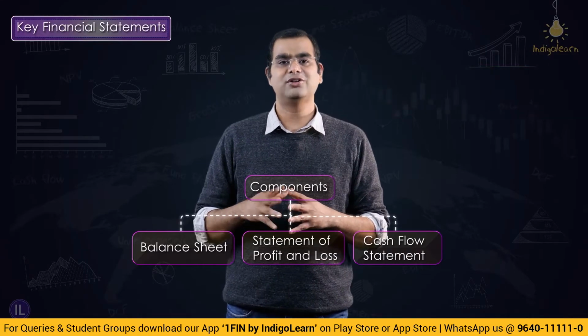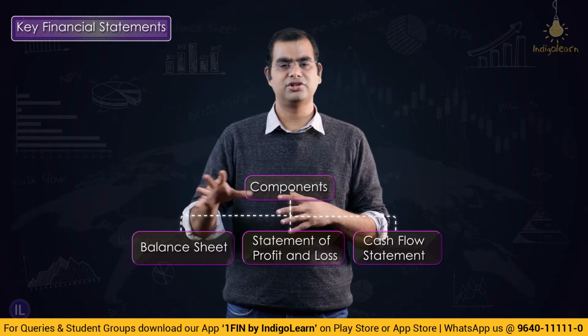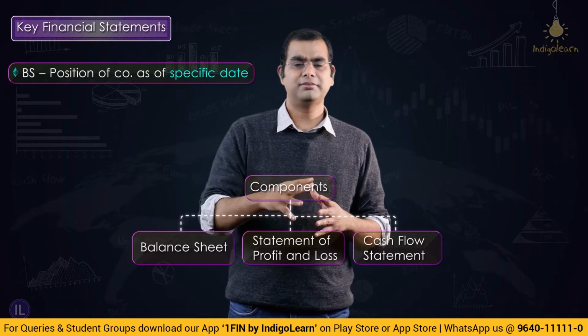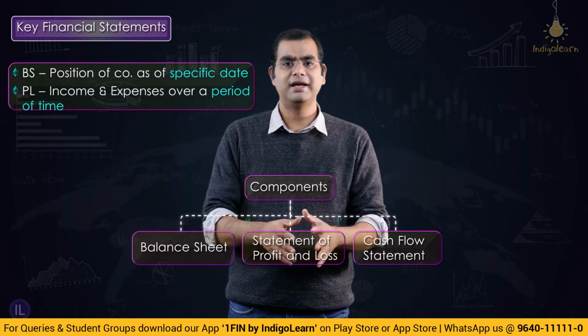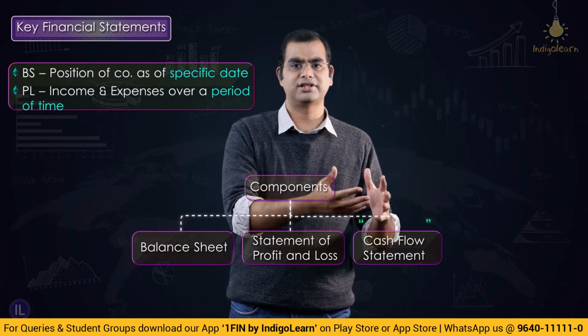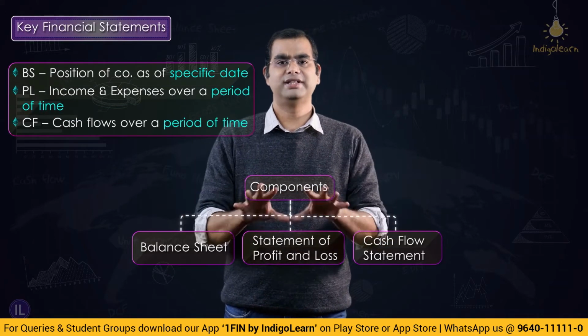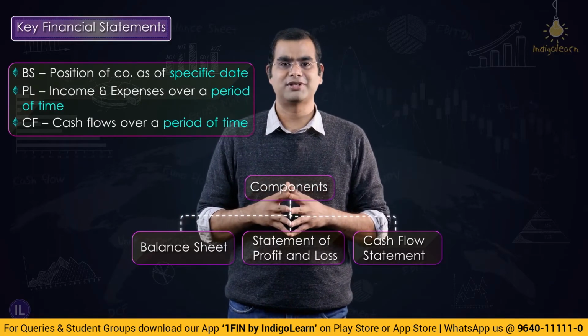So let's start off with these three primary statements. The balance sheet, which is the position of the firm or an entity or a company, on a specific date. The income statement, which is profit or loss, that is income and expenditure over a period of time. And cash flow, which is again a periodic statement over a period of time. What is the cash flow over a certain period? Let's start off by understanding these three, and then we can get into other aspects of financial modeling.